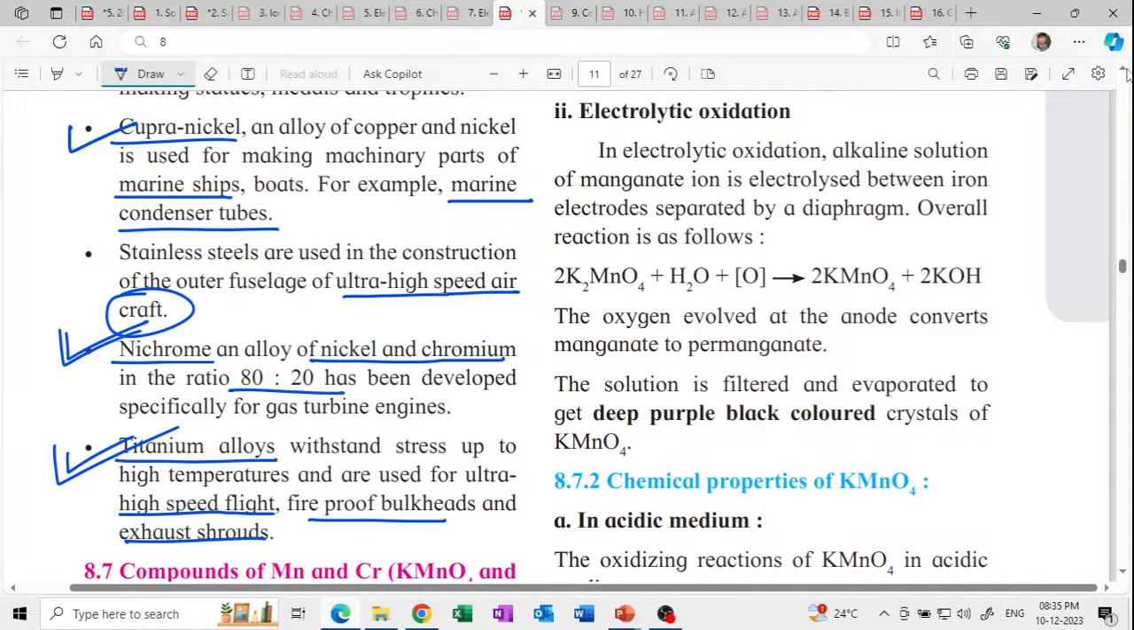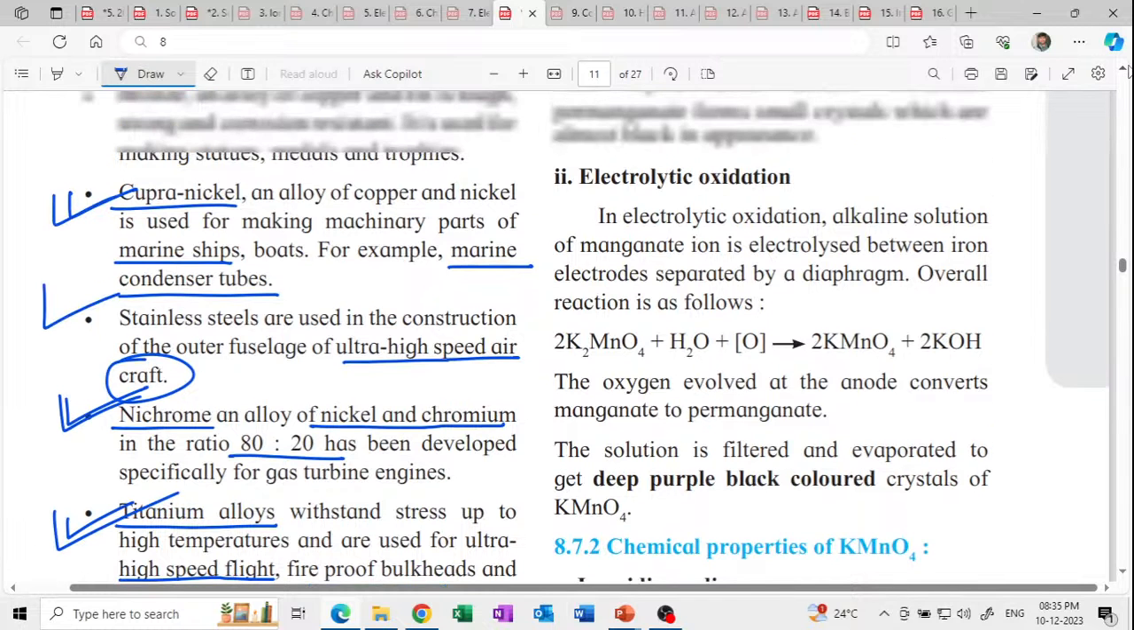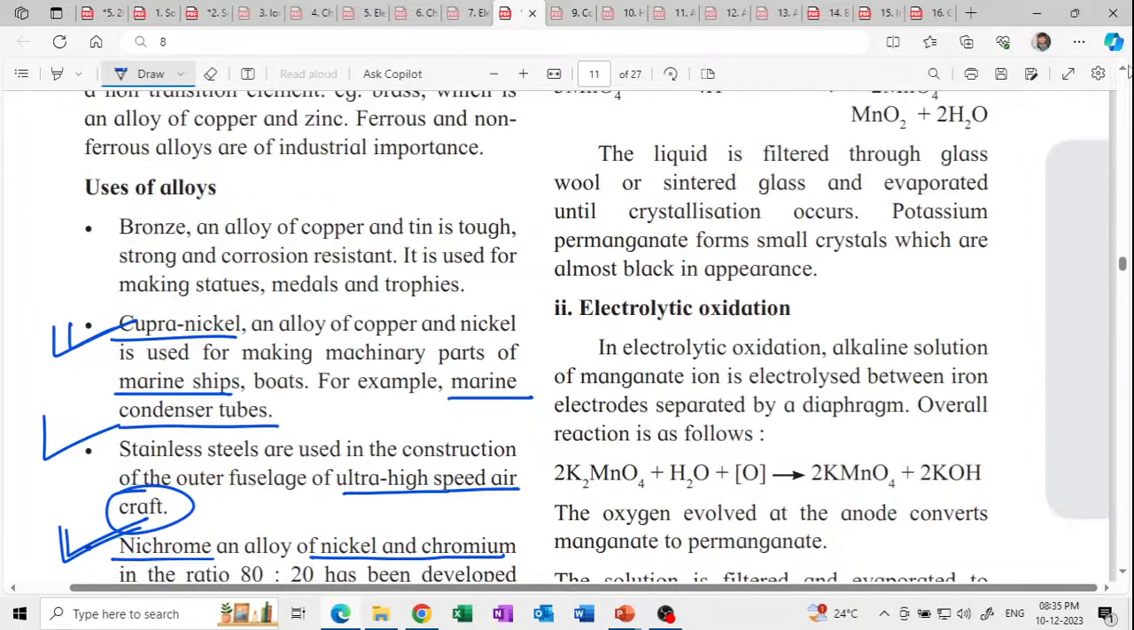This is very important. This is very important. So note this down. Uses of alloys. Remember bronze first. Bronze, this is very important. You will get one question from this. Bronze is an alloy of copper and tin, and it is used for making statues, medals and trophies. It is also used for statues, medals and trophies. So this is the use of bronze. Then what is the composition of bronze? Bronze consists of copper and tin. Get it? So this is a very important question.